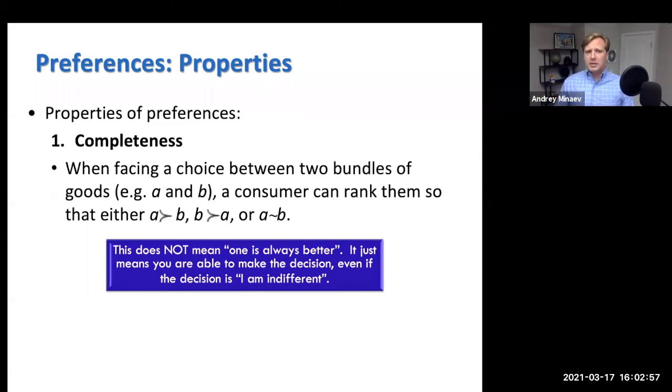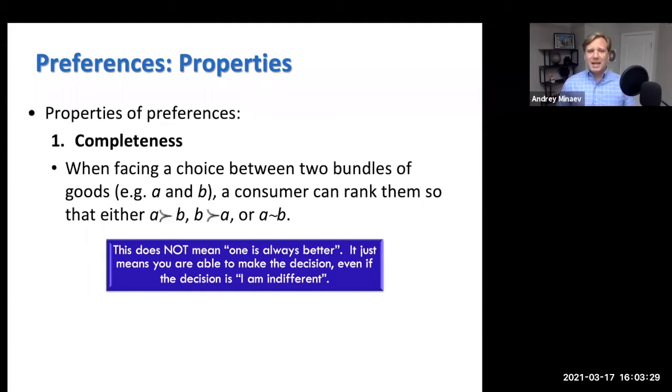And we're going to start with the first one, which we call completeness. Completeness is a pretty easy property, which means that our consumer always can compare any two products that you provide. So if you give your consumer pizza and burrito, the consumer will always be able to say, okay, I like pizza better than burrito, or I like burrito better than pizza, or I'm just indifferent between them.